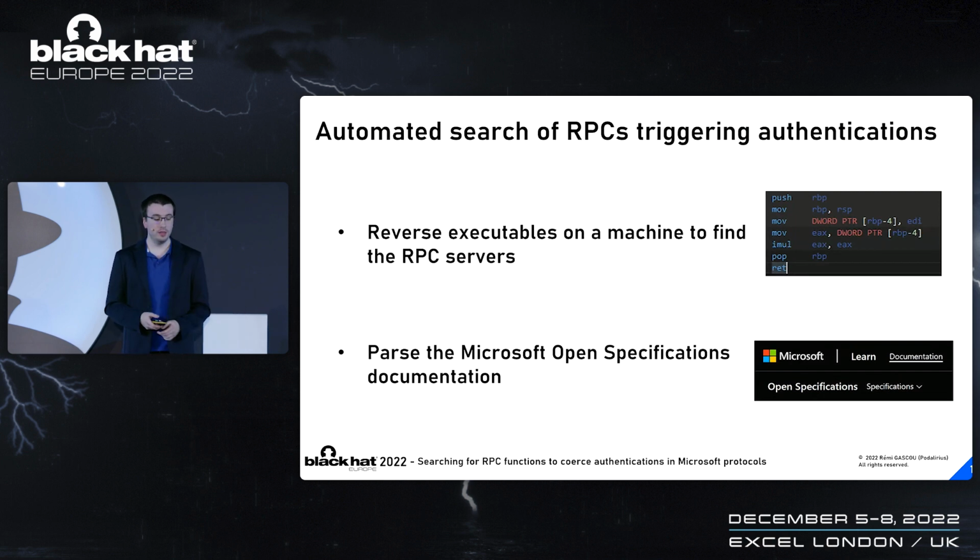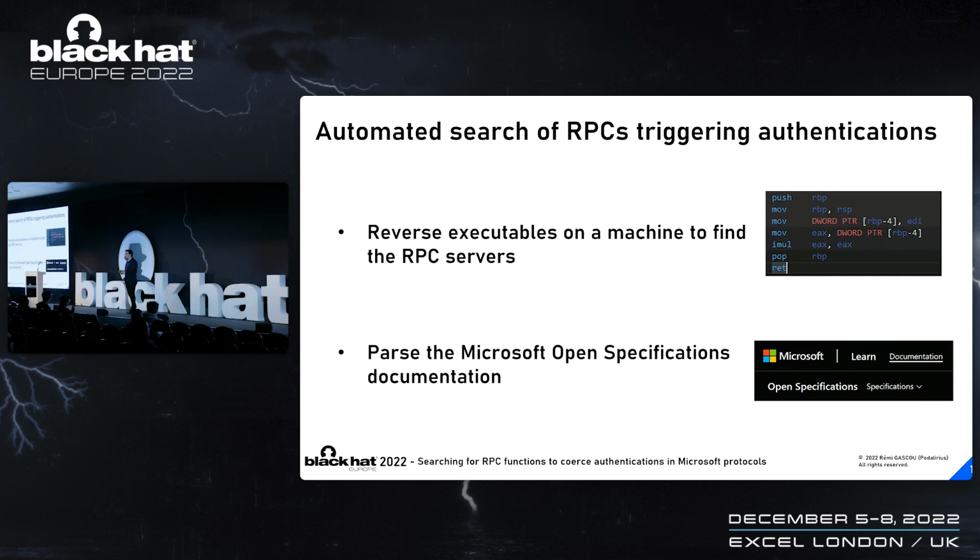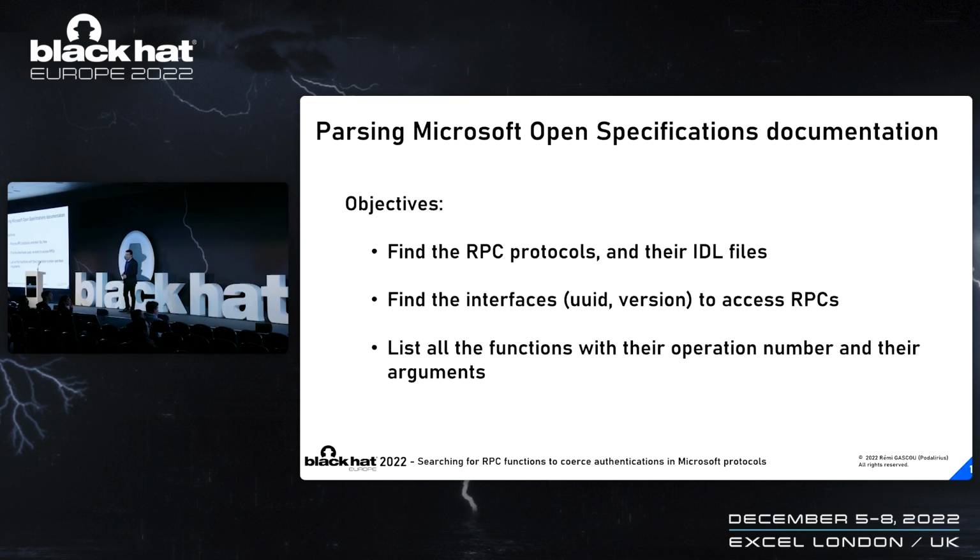And the other way has a way wider attack surface, because we can see every function of every protocol by parsing the Microsoft Open Specification documentation. But we cannot test it, because we will also need to have the services installed on the machine. So we'll have to install the services by hand. But we'll find way more functions by parsing the docs.